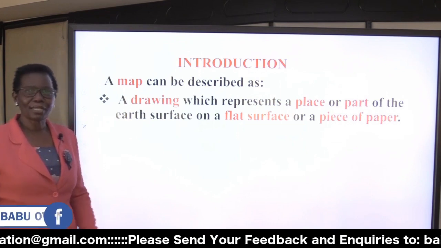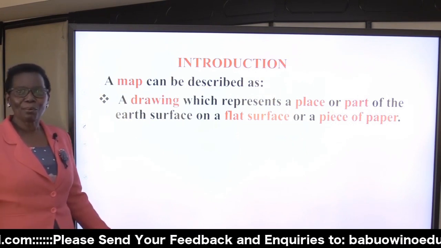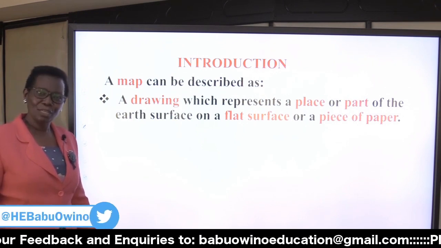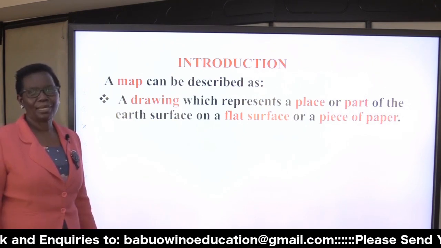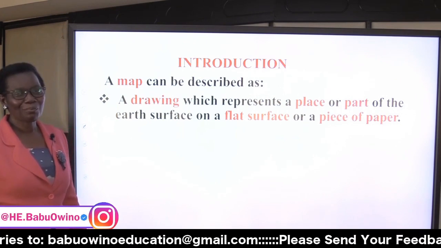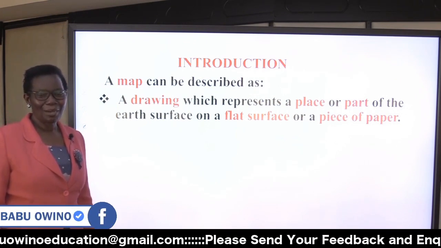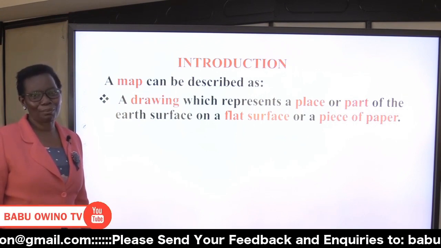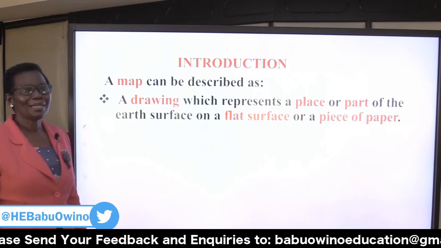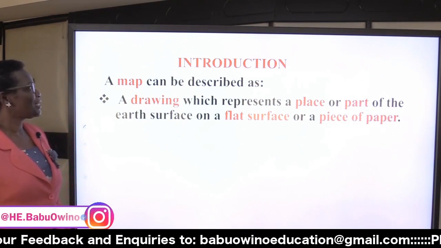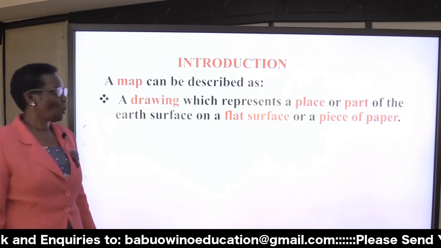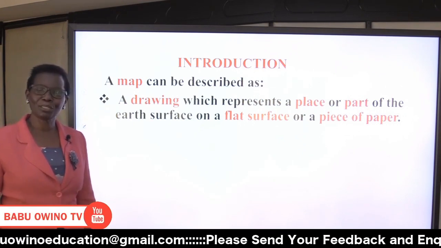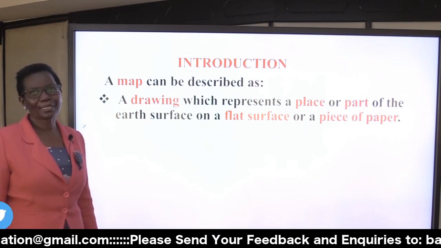You've drawn the map of a classroom. You have drawn a map of your school. And today I just want to tell you that whatever you have been drawing, the whole school cannot be drawn on a piece of paper, but it can just be represented on a piece of paper. So when I'm talking about a map, I'm talking about a representation of a place or part of the earth's surface on a flat surface or on a piece of paper. So that's how we can describe a map.